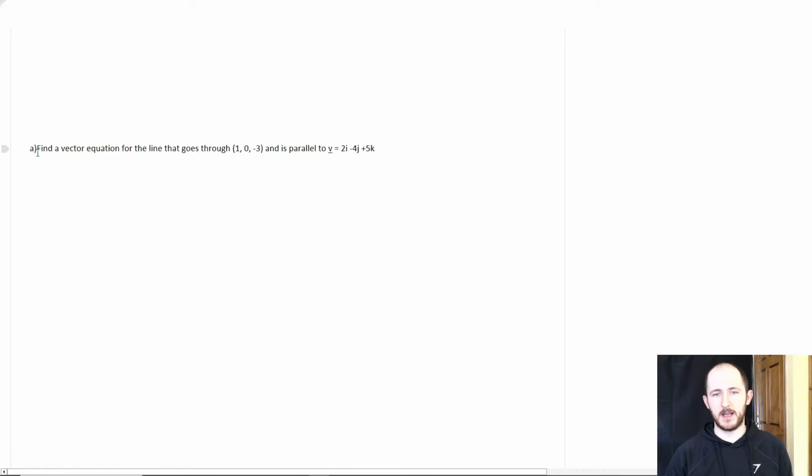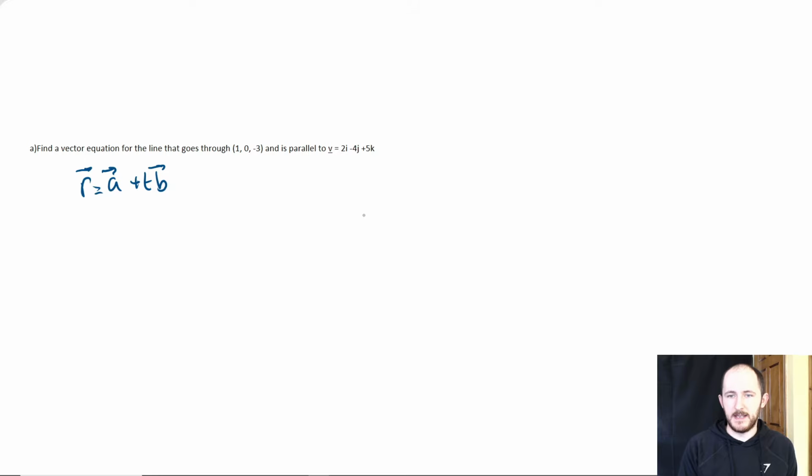So if I look at this first question here, find a vector equation for the line that goes through this point and is parallel to 2i minus 4j plus 5k. This is actually remarkably easy, because they've actually given us all the information we need. B is this, A is this. Okay, and how you write it? Well, you can write it in IJK notation, or I much prefer to use column notation because it looks a bit more compact. But you might prefer component notation, which is completely fine.